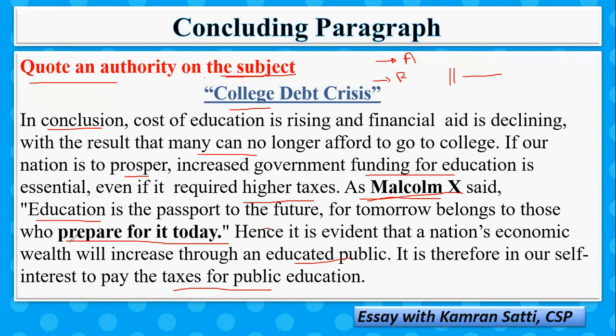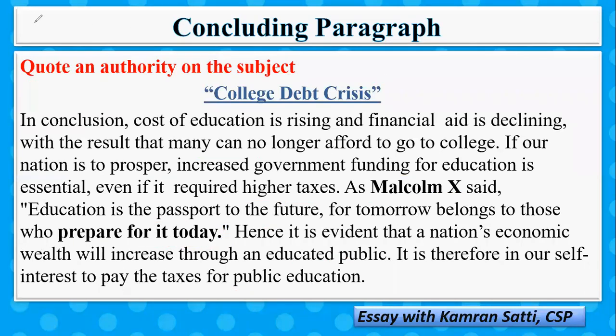Malcolm X said that we have to prepare for it today, we have to do something today to make sure that our future is bright. And what we have to do today, we have to spend on education, because this is our passport to the future. So this quote is directly hitting the topic. Okay, the topic of education, we have to do something about education, we have to prepare for it today. So your quote should be directly hitting the topic.